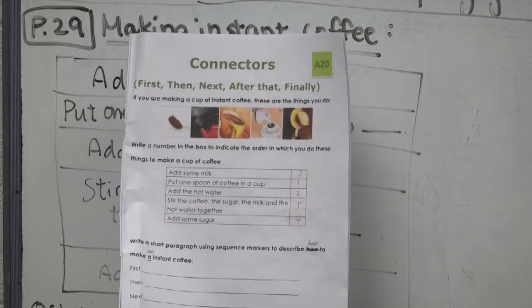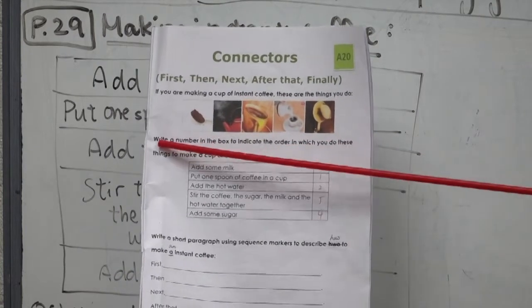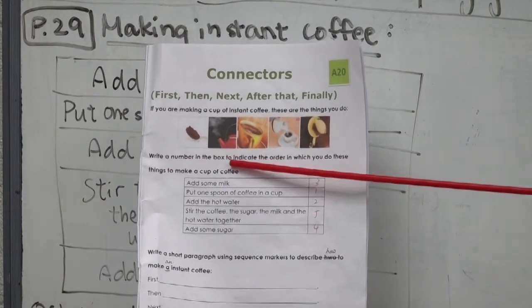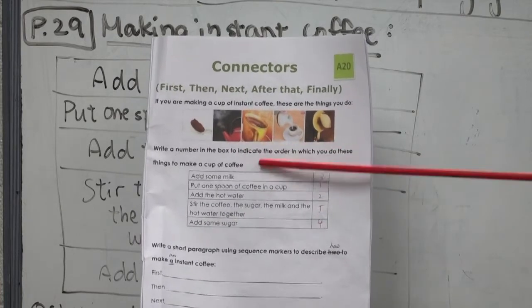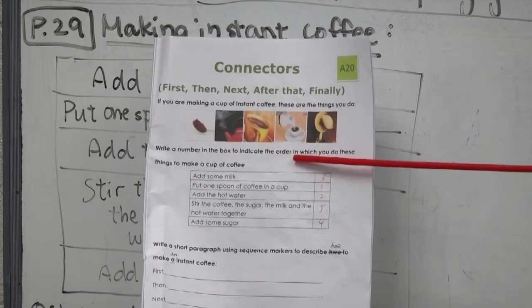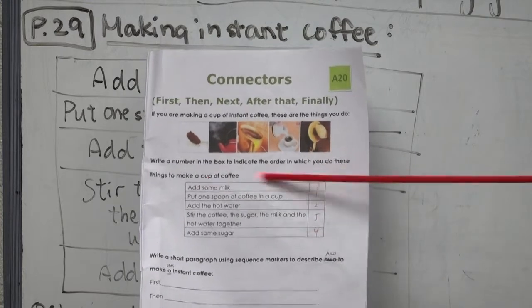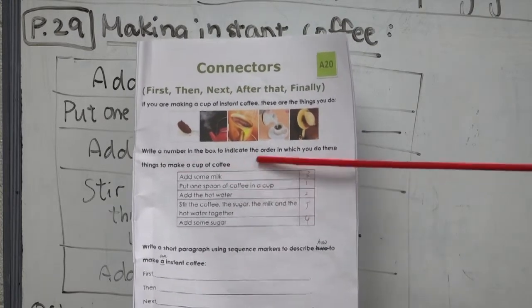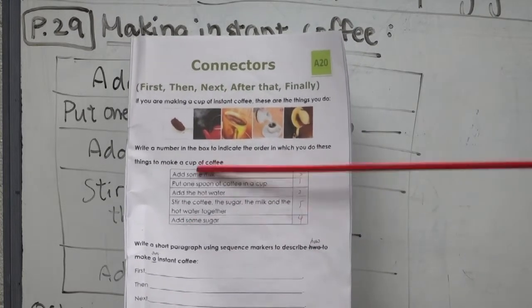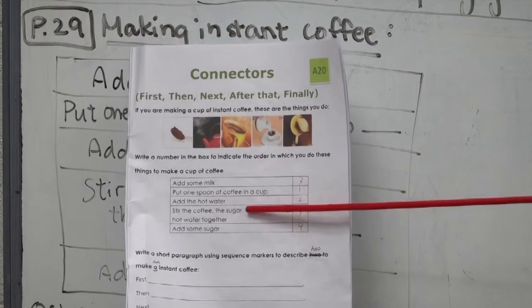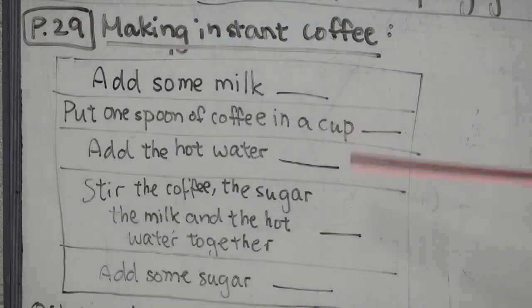You stir it, okay? Now, write a number in the box to indicate. Indicate means tell. To tell the order in which you do these things to make a cup of coffee. So, the order of the sentences is wrong. So now you have to give me the numbers and tell me which one comes first, next, then, after that, and finally. All right?